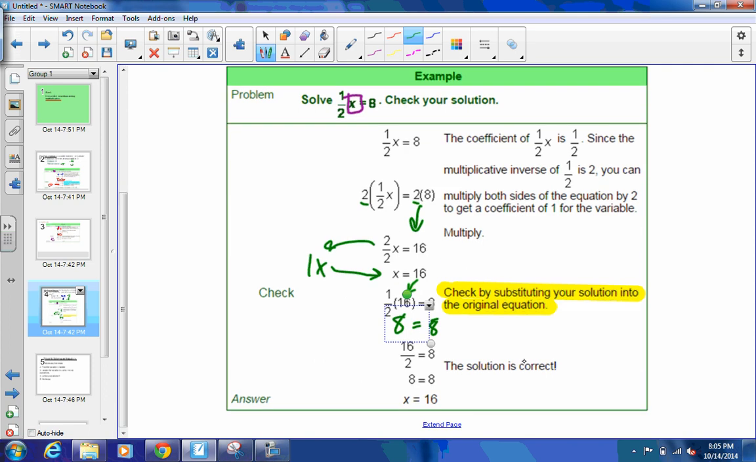All right, so the solution is correct. And I guess I added that in there, but 16 over 2 is equal to 8. 8 is equal to 8. So our solution really is, what we had in red here, x equals 16. A little bit different than dividing. We're just going to multiply by the reciprocal to cancel that fraction out.